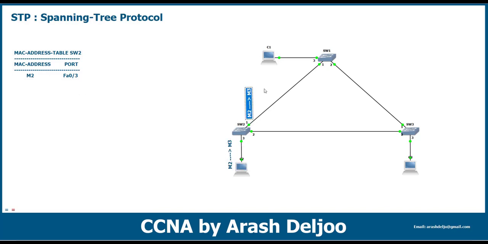Because of that, we should flood this frame to switch 1 and also to switch 3. You learned about the rules. When we receive an unknown unicast frame, we should flood. It means we should forward this frame from all of the other ports except the incoming interface. Now this frame is received by switch 2. First, the source MAC is learned on FastEthernet 0/3 and then flooded. Let me follow one of them first.